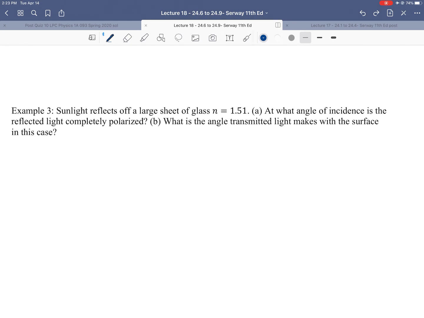So sunlight reflects off a large sheet of glass with an index of refraction of 1.51. At what angle of incidence is the reflected light completely polarized? And what is the angle transmitted light makes with the surface in this case?